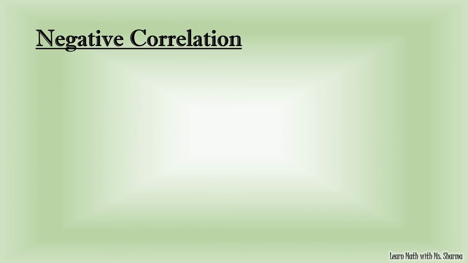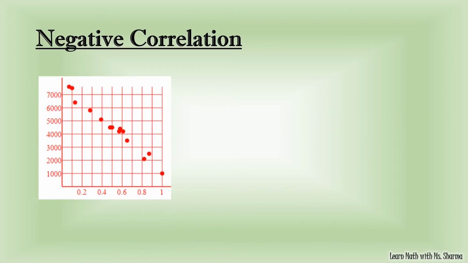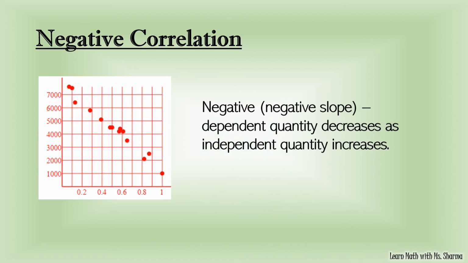Negative correlation. Negative correlation will have a negative slope. The dependent quantity decreases as the independent quantity increases. As x value increases, y value is decreasing.